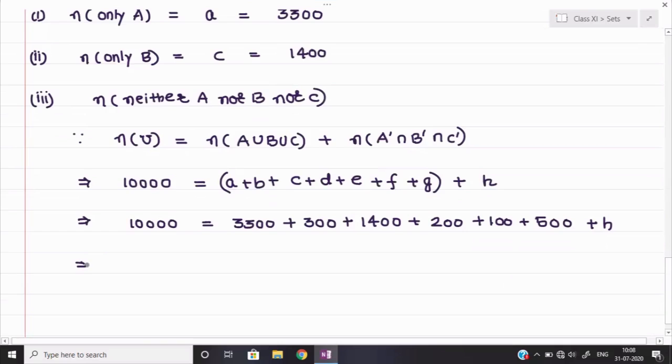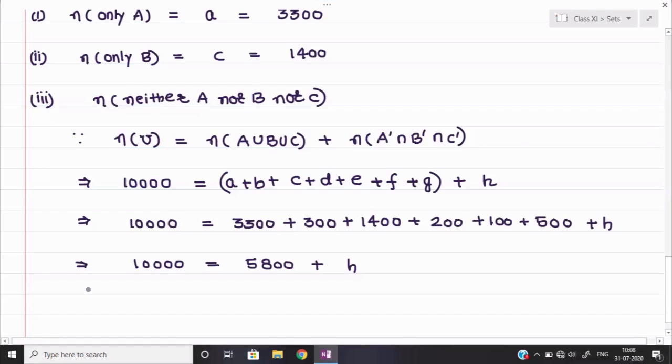First of all, we shall add the terms of the right hand side. So right now 10,000 I am writing as it is. So 33 plus 3 is 36, plus 14 is 50, and then here 5 plus 1 is 6, plus 2 is 8. So I think it is coming 5,800 plus H. Am I right? Let us see once. 33 plus 3 is 36, 36 plus 14 is 5,000, and here 2 plus 1 is 3, 3 plus 5 is 8.